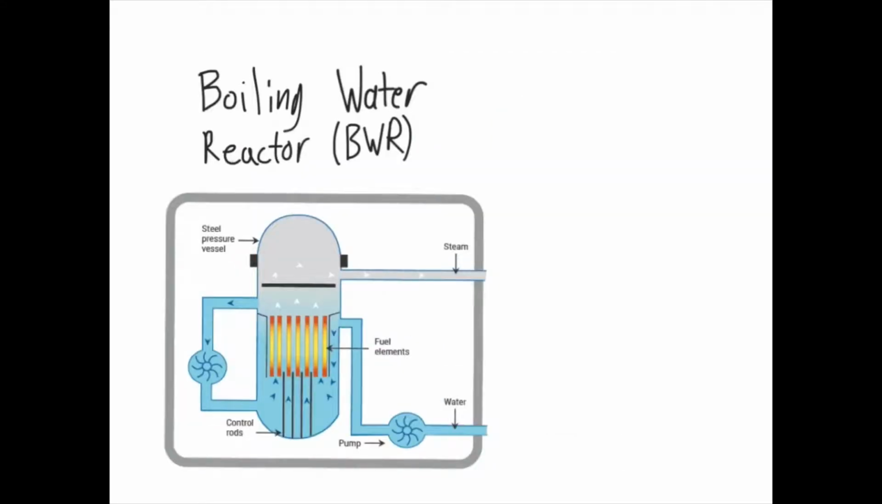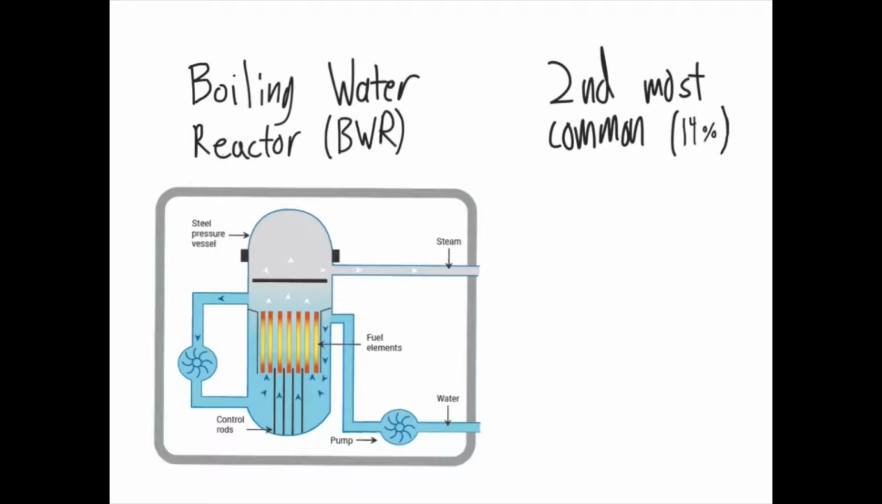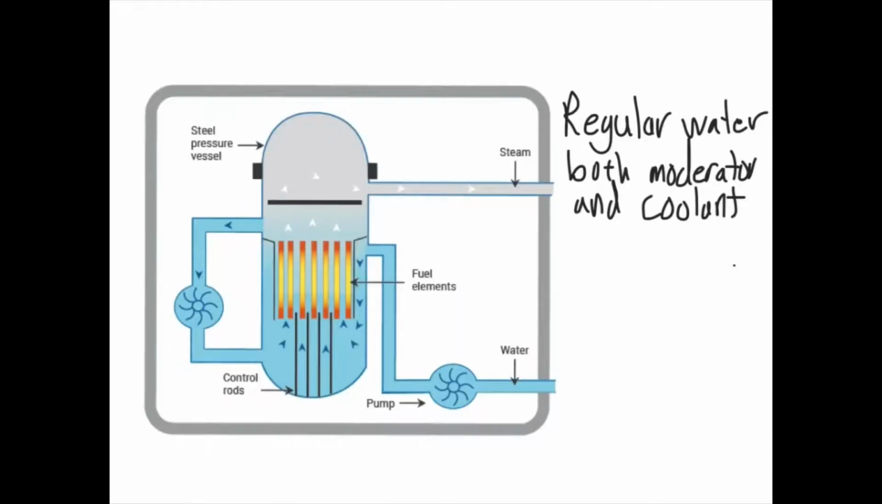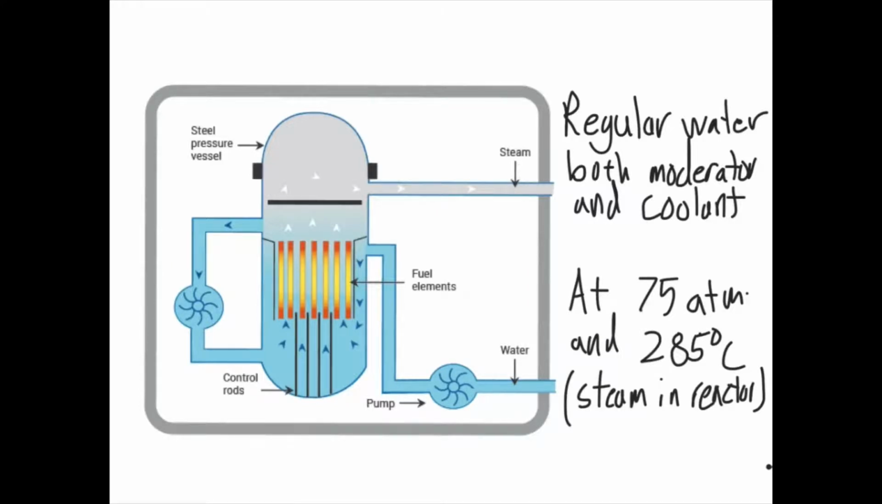The second most common uranium reactor, though only at 14% of all nuclear reactors, is the boiling water reactor. It is very similar to the pressurized water reactor as it also has 3.5 to 5% enriched uranium-235, and it has regular water as both the coolant and the moderator. The main difference is that the boiling water reactor only has one cooling circuit because it allows the coolant flowing through the reactor to boil into steam and thus maintains a lower pressure at 75 times atmospheric pressure with a temperature of 285 degrees Celsius.